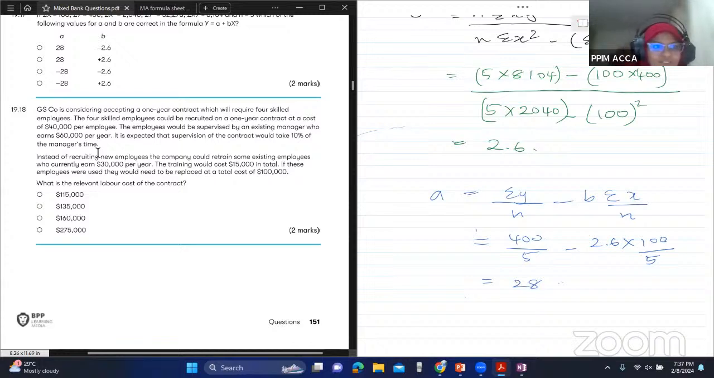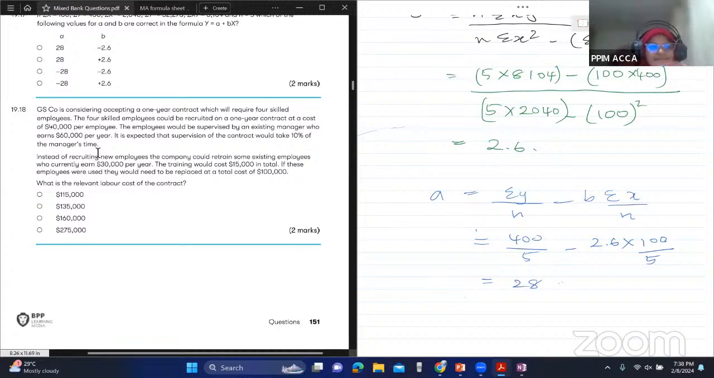That is one option. The second option, they're saying, is that instead of recruiting the 4 new employees, the company could retrain some existing employees who currently earn 30,000 per year. Okay, so they already earn 30,000. We can retrain them a little bit. The training would cost 15,000 in total. If these employees were used, they would need to be replaced at a total cost of 100,000.